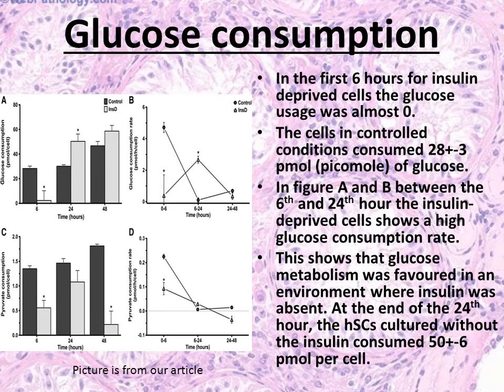In the first 6 hours of the treatment, the glucose use was almost zero for insulin-deprived cells. The cells in control conditions consumed 28 plus or minus 3 picomoles of glucose. The total consumption of glucose after 48 hours of treatment did not differ much in the cells from both groups. In figures A and B, between the 6th and 24th hour, the insulin-deprived cells show a high glucose consumption rate. This shows that glucose metabolism was favored in an environment where insulin was absent. At the end of the 24th hour, the human Sertoli cells cultured without insulin consumed 50 plus or minus 6 picomoles per cell.